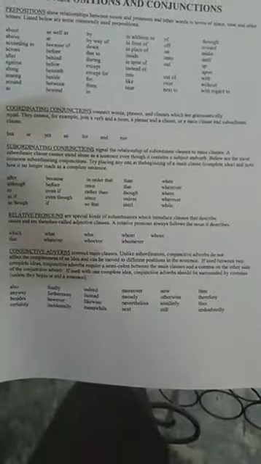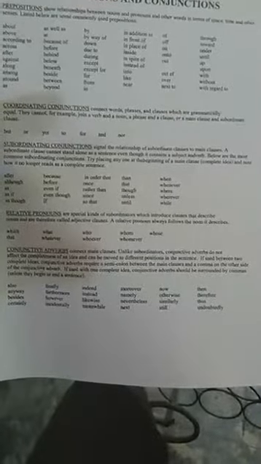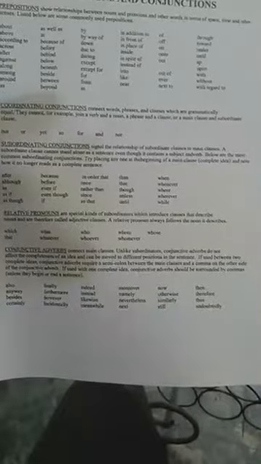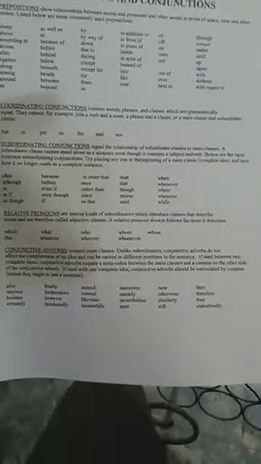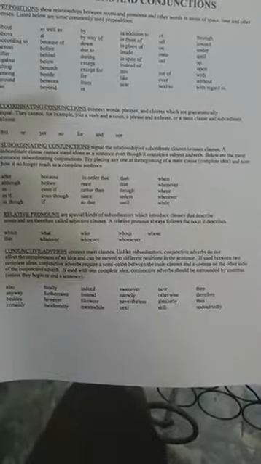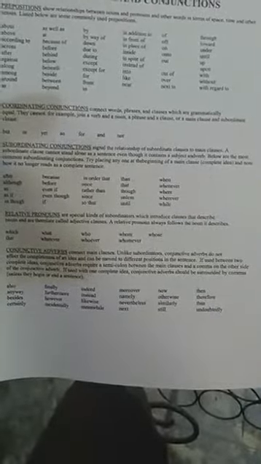And we also have conjunctive adverbs that connect main clauses. Unlike subordinators, conjunctive adverbs do not affect the completeness of an idea and can be moved to different positions in the sentence. If used between two complete ideas, conjunctive adverbs require a semicolon between the main clauses and a comma on the other side of the conjunctive adverb. If used with one complete idea, conjunctive adverbs should be surrounded by commas unless they begin or end a sentence.